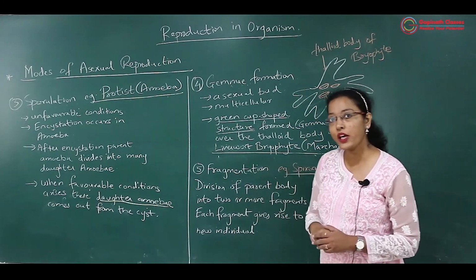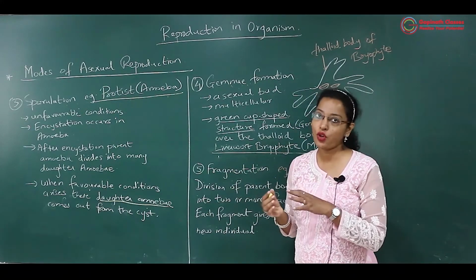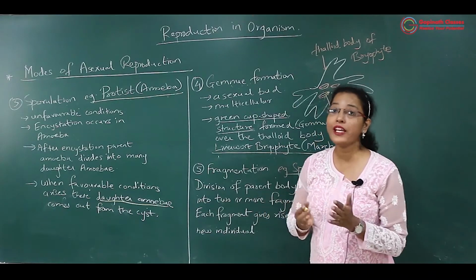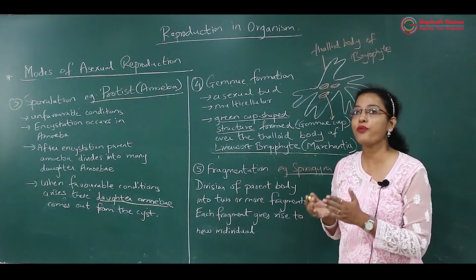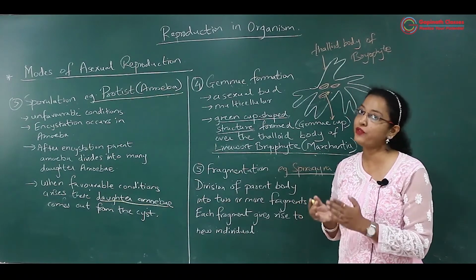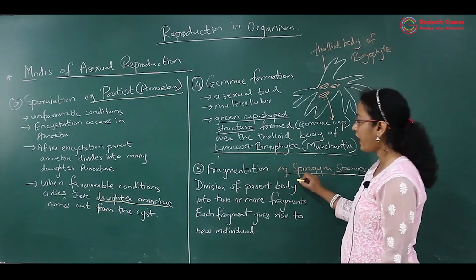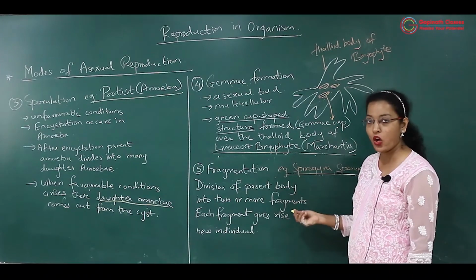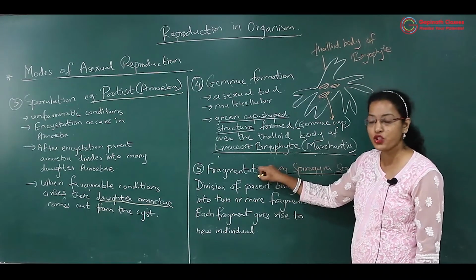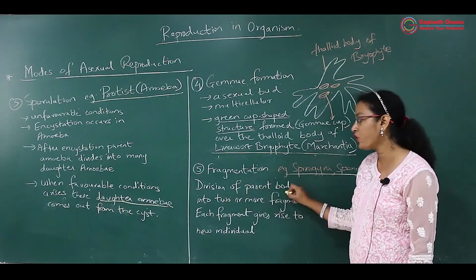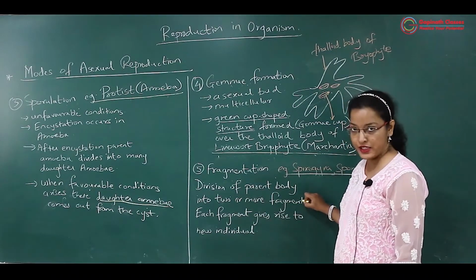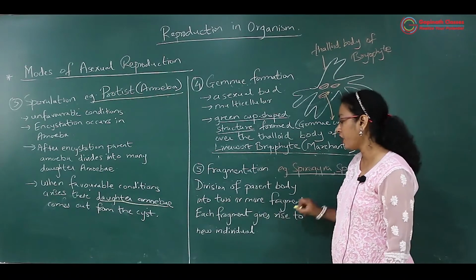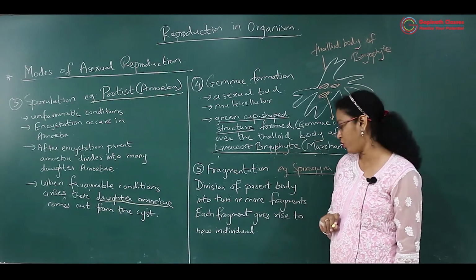Then coming to the third type of asexual reproduction, that is fragmentation. In fragmentation what happens? Small pieces of the organism, that is fragments of the parent organism, if they get separated, will give rise to one new complete organism. So, fragmentation is division of the parent body into two or more fragments, and each fragment will give rise to a new individual.